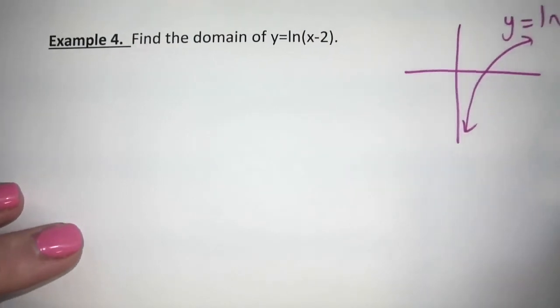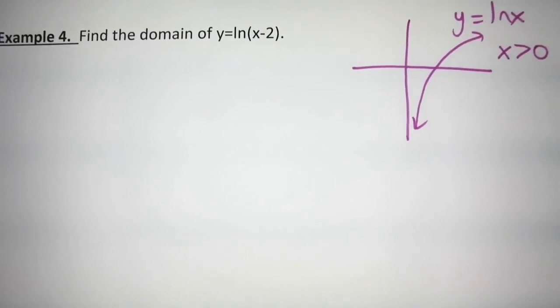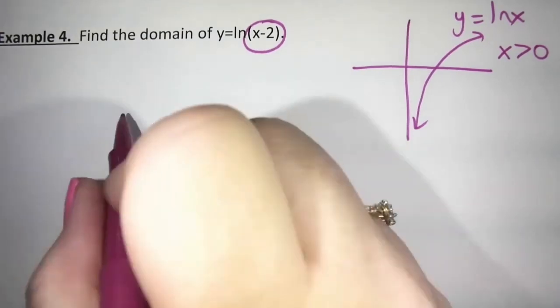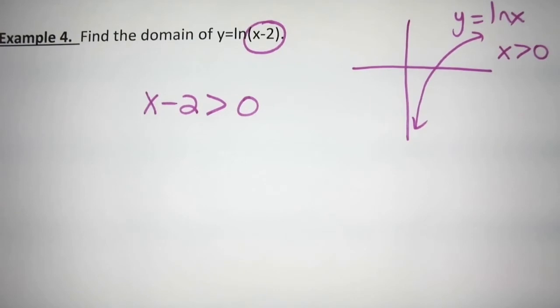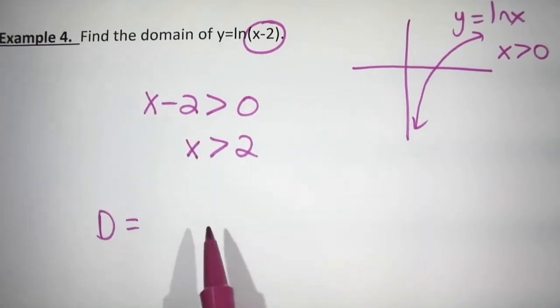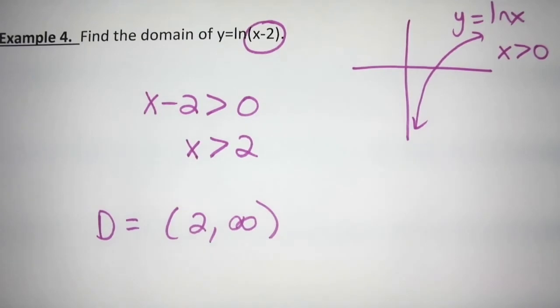So that's the basic shape of a log graph. And so here we know that we can't take the ln of anything negative and we can't take the ln of 0. We know that x has to be greater than 0 for ln x. So when we do the ln of something else, we just say that whatever we're taking the ln of, in this case x minus 2, has to be greater than 0. It can't equal 0 because we can't take the ln of 0. So this would mean that x is greater than 2. So our domain would be from 2 to infinity, with round brackets because x cannot be equal to 2 in this case.